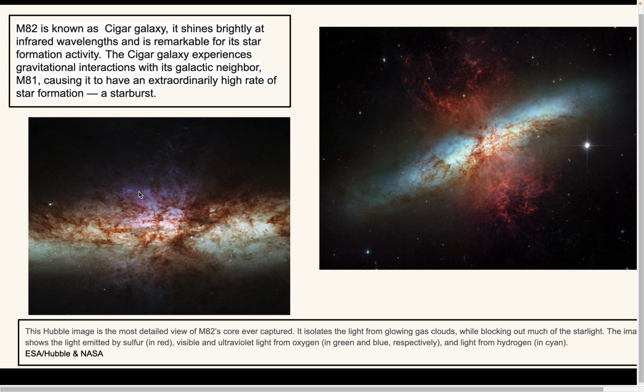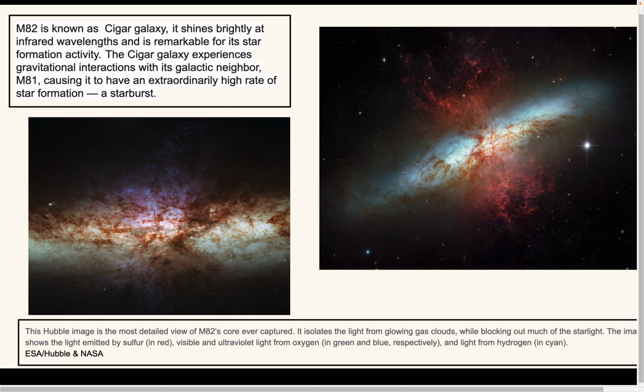In this figure, in the left figure, there is a Hubble image of the most detailed view of M82 ever captured. It isolates the galaxy from the glowing gas cloud while blocking much of the starlight. The image shows light emitted by sulfur, visible and ultraviolet light from oxygen, and light from hydrogen. We will review this slide after one or two lectures, and see what the different colors of this image tell. So M82, I have to just note that.